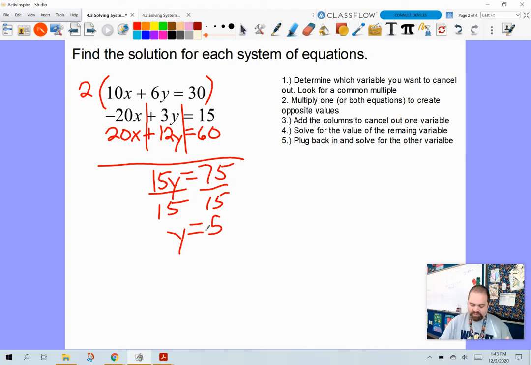The second half of this, though, is very similar to what we did previously with the substitution. You're going to take that y value and plug it into one of the equations where the y is at.